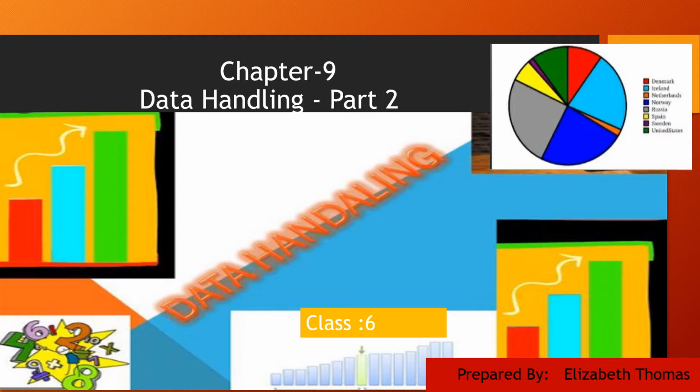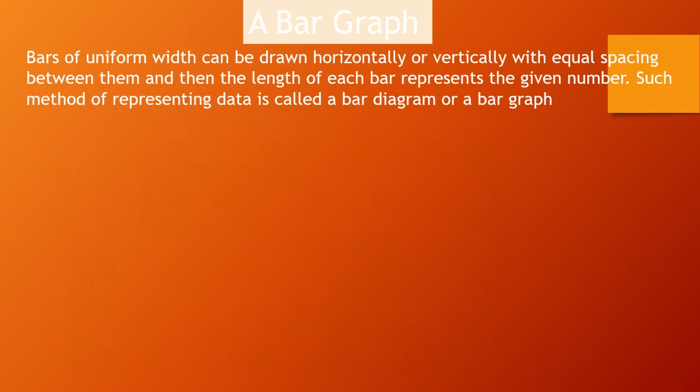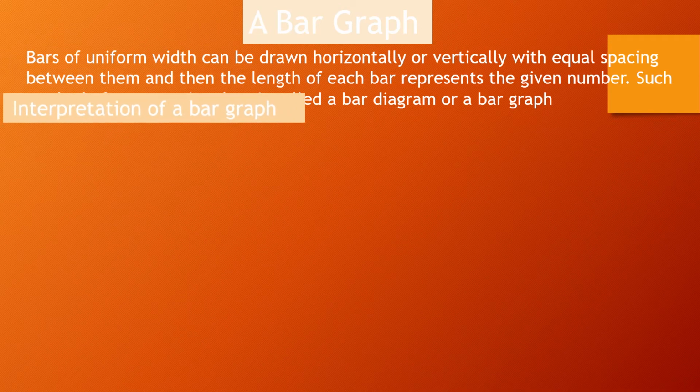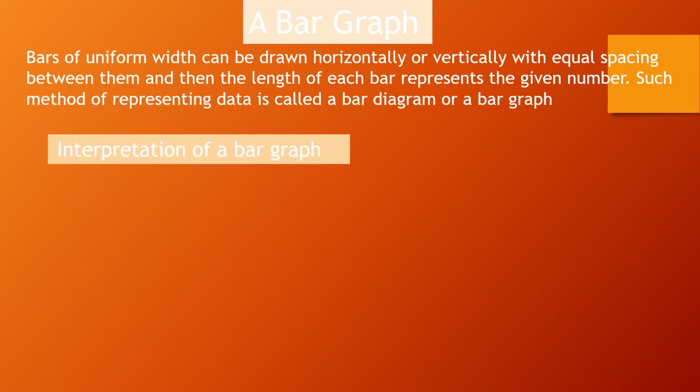Today, let us study how to draw a bar graph or how to interpret a bar graph. A bar graph: bars of uniform width can be drawn horizontally or vertically with equal spacing between them, and the length of each bar represents the given number. Such a method of representing data is called a bar diagram or a bar graph. First, let us see how to interpret a bar graph, or how to read a bar graph.